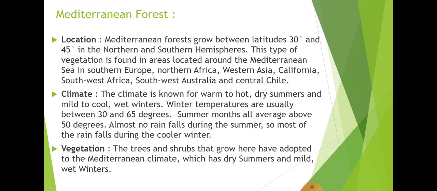Because of the temperature, the vegetation found is very sparse, and there is no rainfall during the summer. Only during the winter season some rainfall occurs. It is also very little in these regions. The vegetation found in these regions are trees and shrubs that have adapted to the Mediterranean climate, and because of the dry summers and mild wet winters, they have adapted according to the climatic conditions, and they grow accordingly.